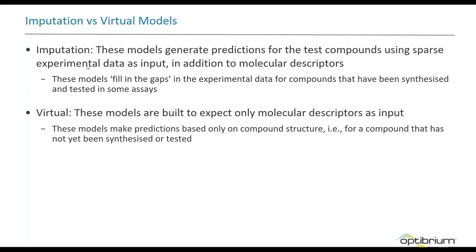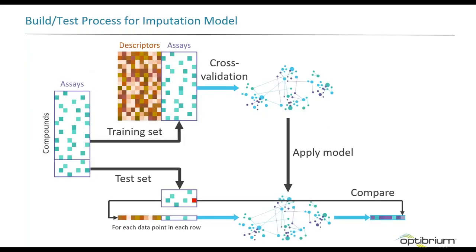In order to use these models, both the imputation and virtual model, to generate predictions, to fill in the gaps in the data, or to generate predictions for virtual compounds, we first need to validate these models. To validate the imputation model first, we start with the experimental matrix that includes sparse data. So we have a matrix of sparse experimental data where we have, in this case, compounds in rows and assays in columns.